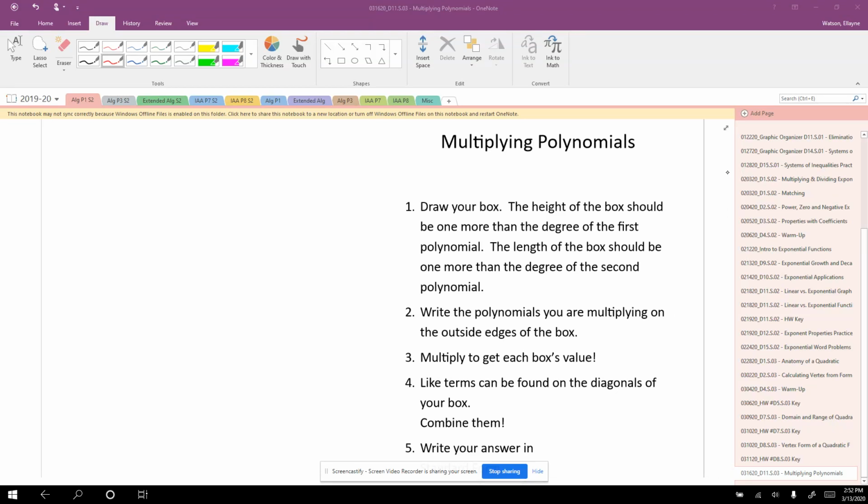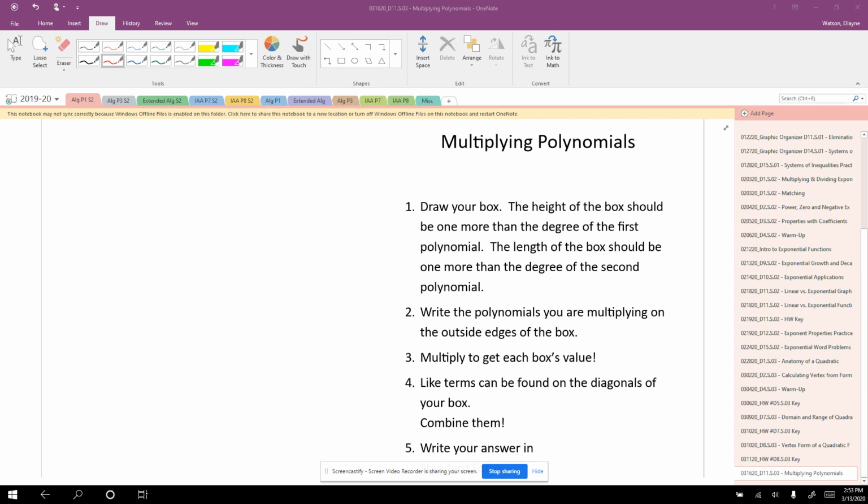Two different methods for multiplying polynomials, and specifically binomials. When you turn the page, you'll see what exactly the binomials look like. But this first page is a good reference sheet to come back to. I'm not going to read it step by step in its entirety, but these are the steps we're going to follow for one of the methods of multiplying binomials, and this is called the box method.